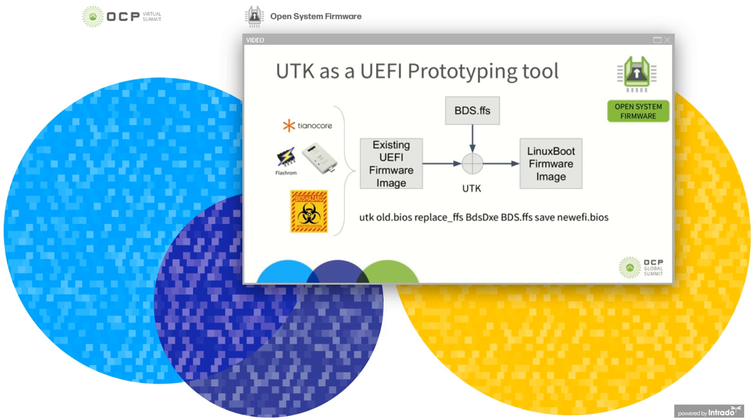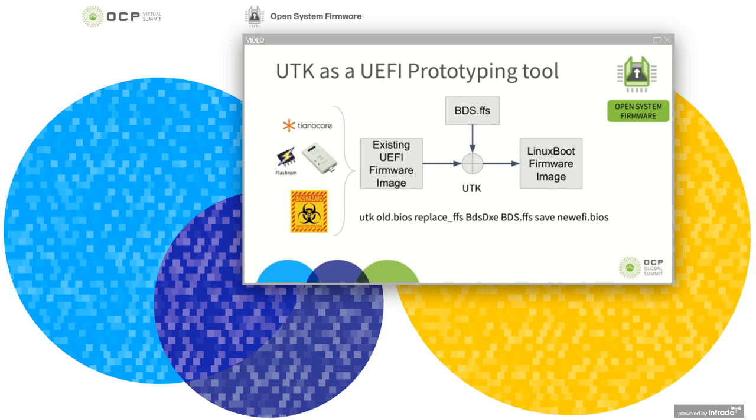So first you procure a UEFI image. You can either build it yourself from open source using Fiano core, or you can use a flash programmer to read it off of a machine's flash chip. Once you have your image, you pass it into UTK as the first argument.